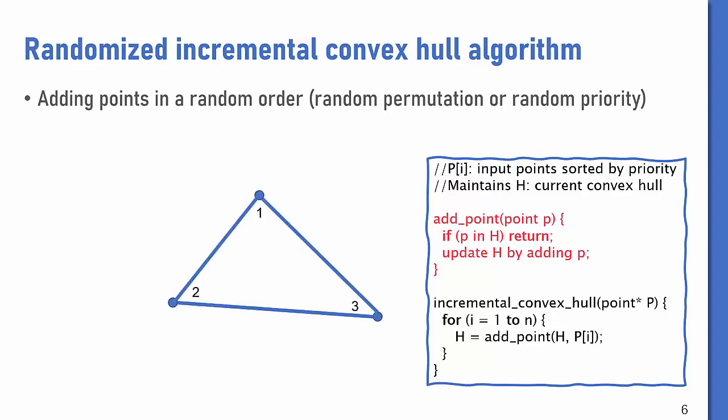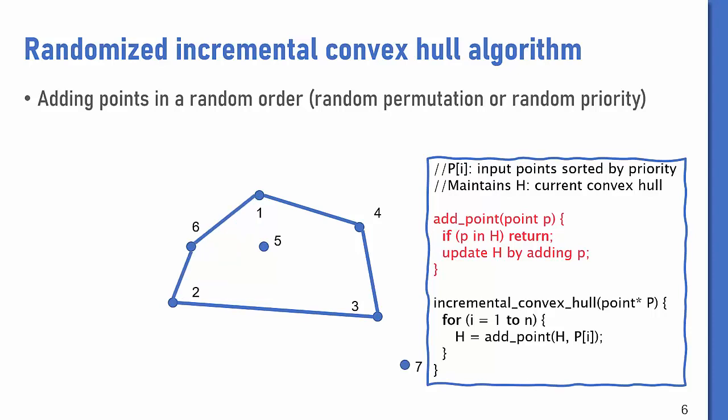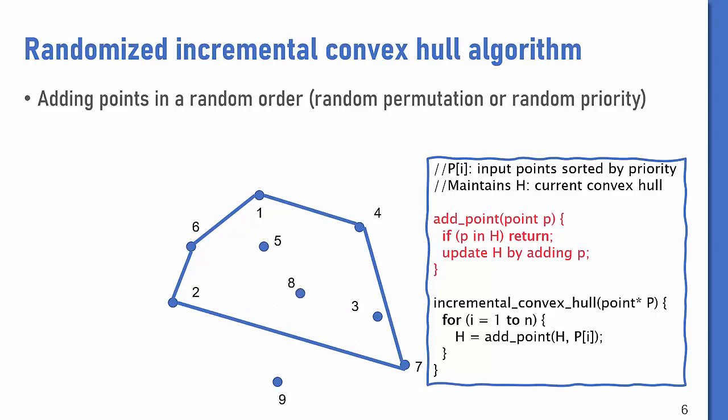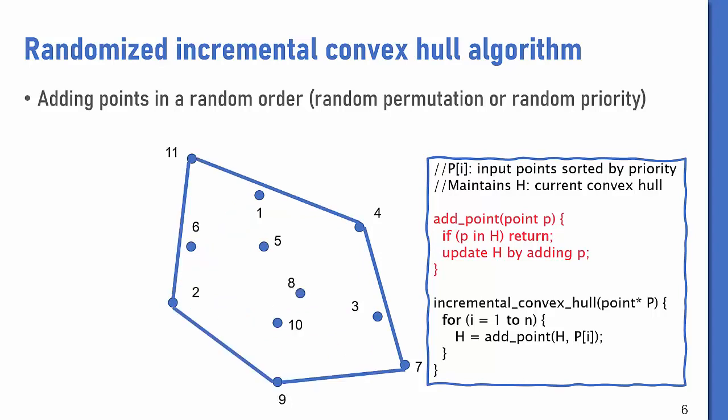Let's see a running example. After adding the first 3 points, we get an initial hull, and then we add 4, it's outside the current hull, so we update the hull. An existing edge is removed. And next 5 is inside, we don't need to do anything. 6 is outside, we add it. 7 is outside again, and this time it removes 1 point and 2 existing edges. Then 8, 9, 10, 11, and we finish. We constructed the convex hull for 11 points.